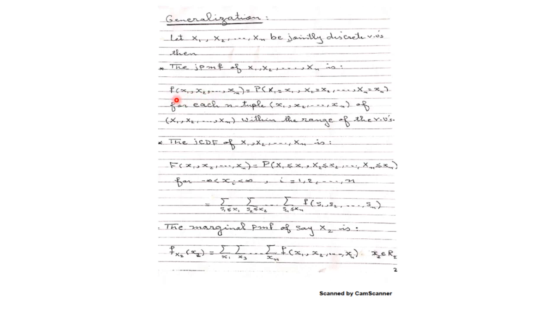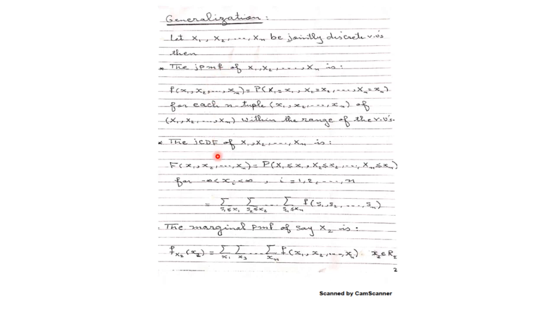Now, what's this joint probability mass function? In the discrete case, it's a probability. So it is the probability that X1 equals x1, X2 equals x2, and Xn equals xn. And you have to calculate this probability for each n-tuple x1 up to xn of capital X1 up to Xn, which means for each n combination of the values for the random variables X1 up to Xn within the range of the variables. Okay, that depends on the problem. So this is the joint probability mass function.